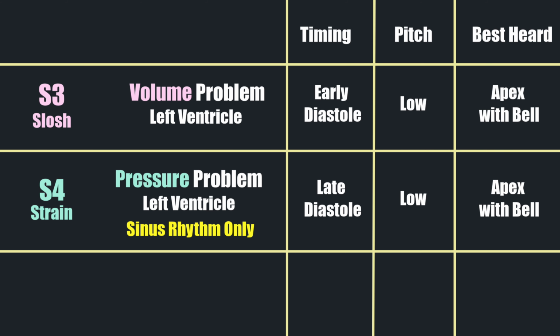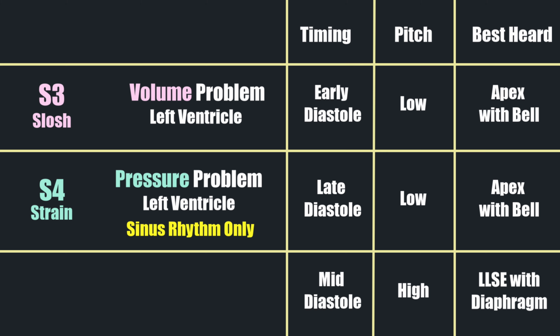That is sharper, crispier, it's a little bit more dramatic. It's very different from our sloshy S3 and strainy S4. And what does that tell us about the pitch? It means the pitch is higher, which means we're going to be using our diaphragm for the win. So high-pitched sounds love the diaphragm. Now with timing, this one's happening typically in mid-diastole. So not super close to S1, not super close to S2, just kind of plonked in between them.